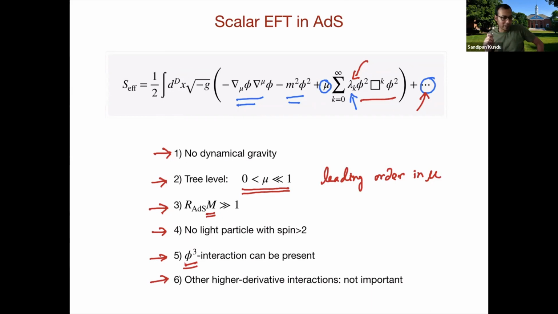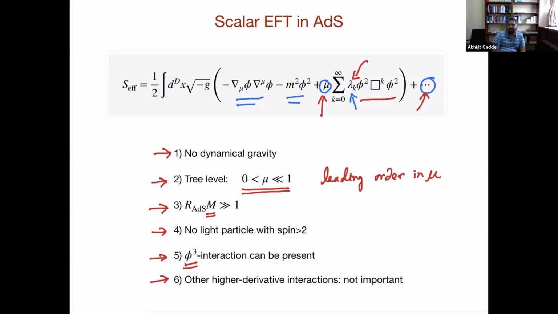So that's why I introduced this parameter mu. This is an overall coupling constant. One way to think about it is that this mu coupling constant is there for all the other interactions as well. So when you include loops, everything is order mu square. But the statements that I'm going to make will be at order mu, not mu square.